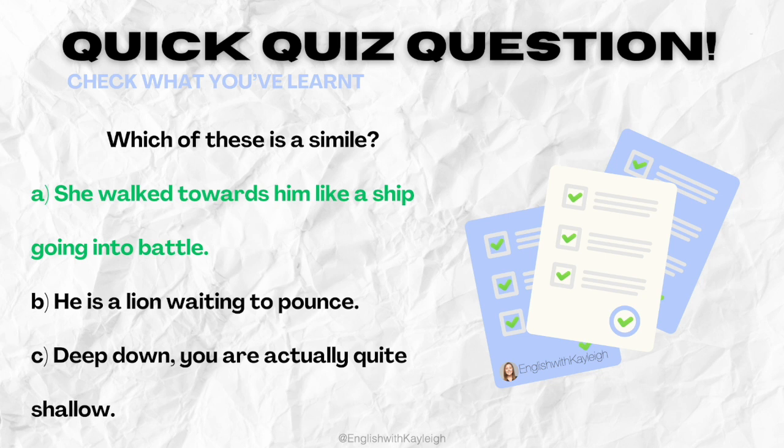And C, deep down, you are actually quite shallow. This is an example of a juxtaposition, a paradox, when something shouldn't make sense, but it actually does. Meaning that deep down inside that person's heart, they're actually a very shallow person. And there's a video on that coming.